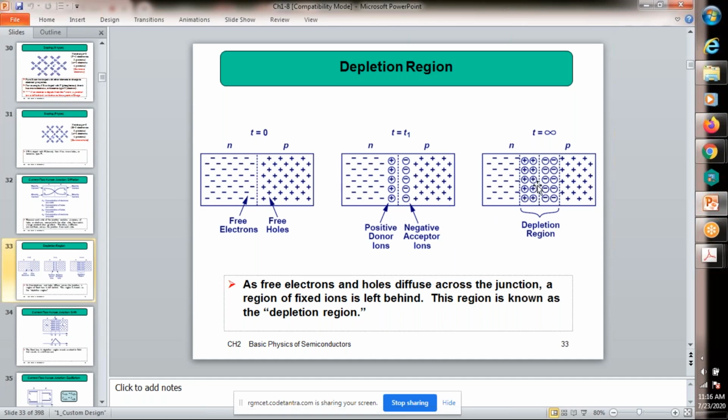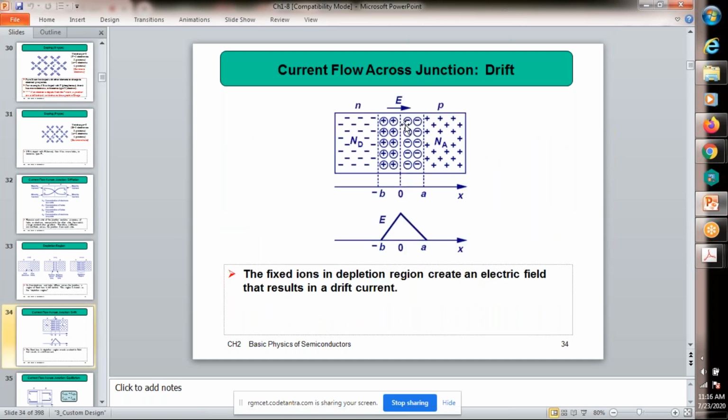Now this one is explained here. This is positive charge and this is negative charge. This creates an electric field. Due to this electric field, drift current flows. Now this drift current opposes the flow of diffusion current.